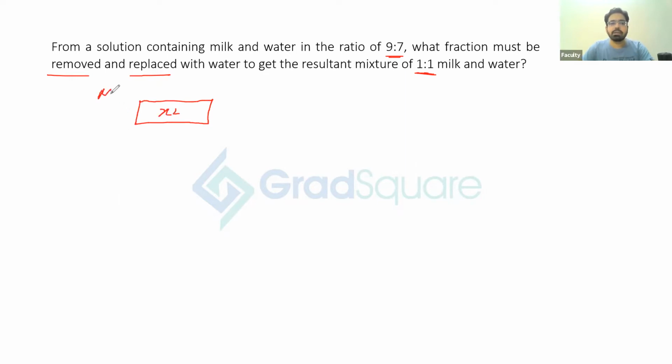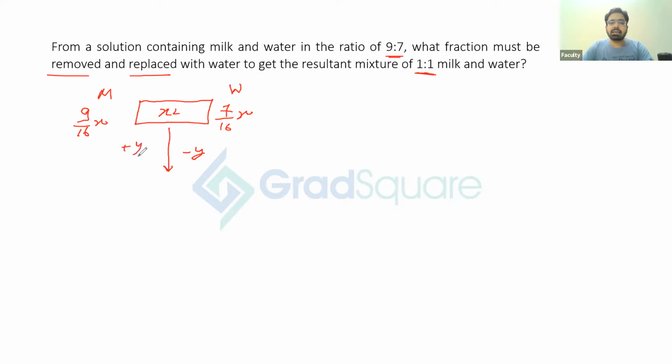So how much will be the quantity of milk in this? This is going to be 9/16 of X. And how much will be the quantity of water in this? The quantity of water is going to be 7/16 of X. Now what fraction must be removed? Suppose I remove Y liters from this and replace with water.